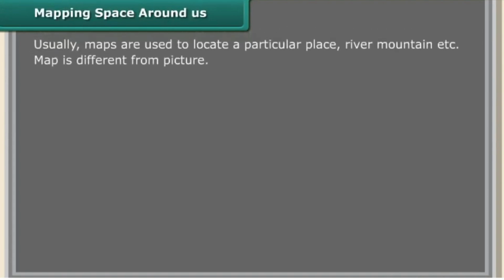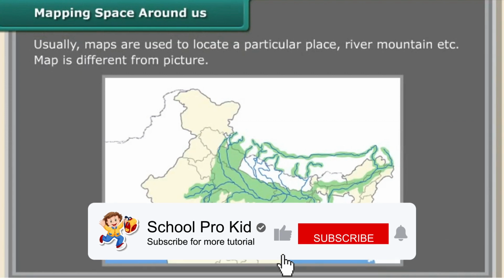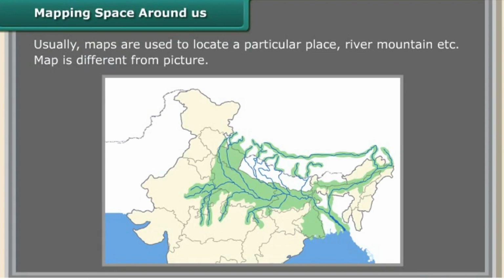Mapping space around us. Usually maps are used to locate a particular place, river, mountain, etc. A map is different from a picture. This map is drawn by Radha. In this map, the route from her house to her uncle's house is shown.